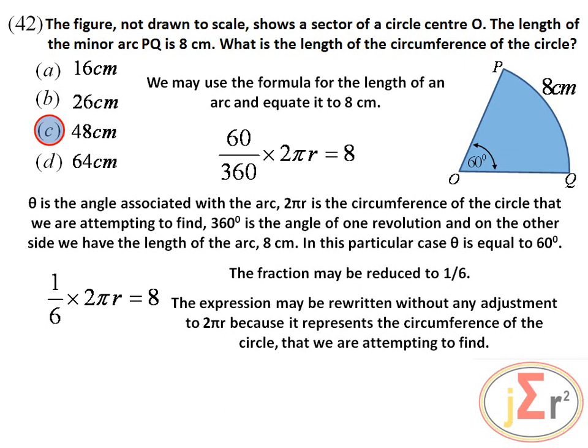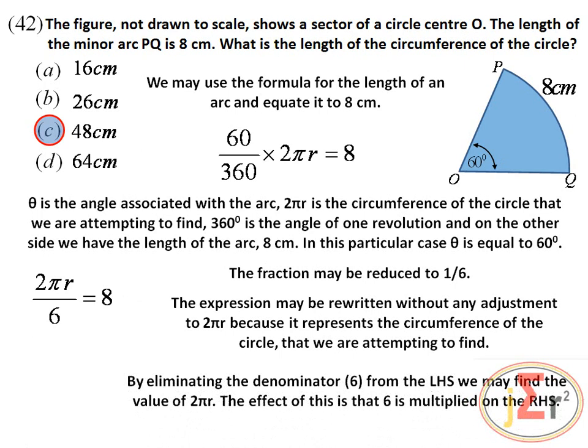So the expression may be rewritten without any adjustment to 2 pi r because it represents the circumference of the circle that we are attempting to find. 2 pi r over 6, the circumference divided by 6. By eliminating the denominator, which is 6, from the left hand side, we may find the value of 2 pi r. The effect of this is that 6 is multiplied on the right hand side. So 2 pi r is equal to 8 multiplied by 6, and that is equal to 48 as we had before.